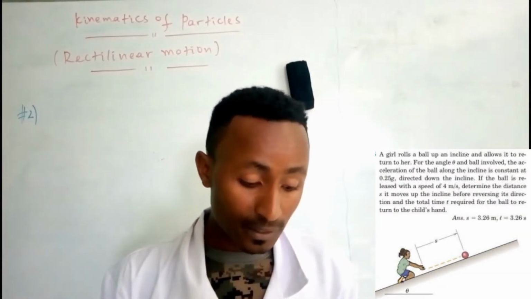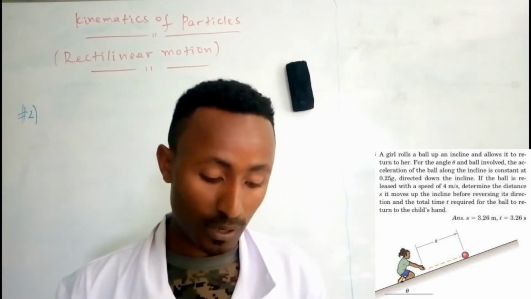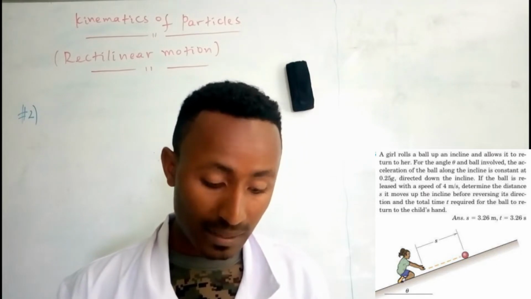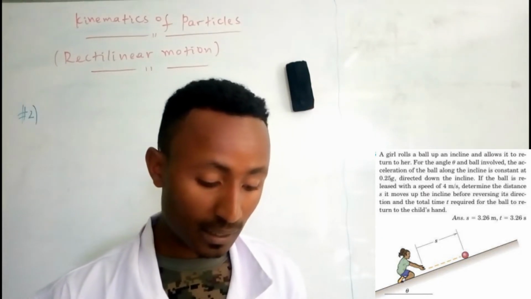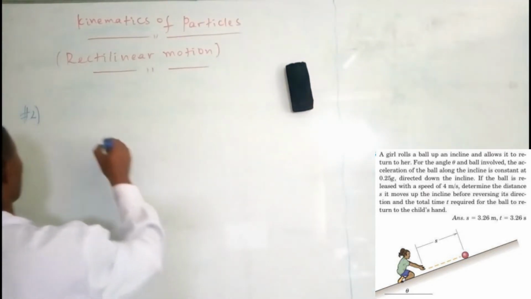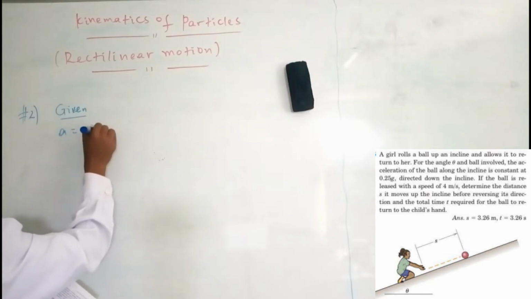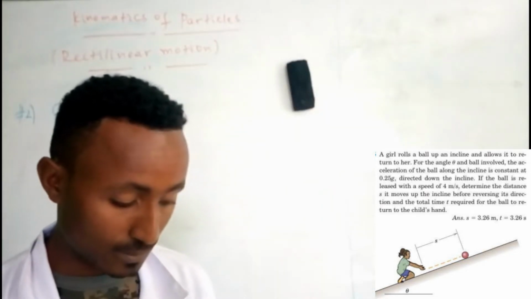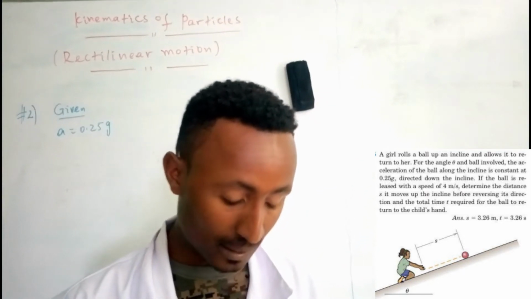Question number two: a gear rolls a ball up an incline and allows it to return to here. For the angle theta and the ball involved, the acceleration of the ball along the incline is constant at 0.25 g. Given, acceleration is equal to 0.25 times gravity, directed downward along the incline.